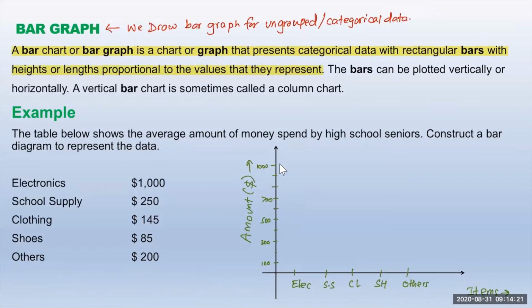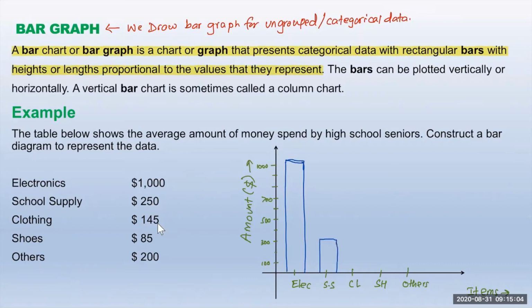Now let's draw the bar diagram. So we draw the vertical bar of a specific height. The first one, electronics, $1,000. So that's going to be the tallest bar. So around the electronics, draw a bar of height 1,000. So this is the bar of height 1,000, electronics. Next, school supply, 250. Draw a bar of height 250, a little bit below 300. That is the bar of height 250.